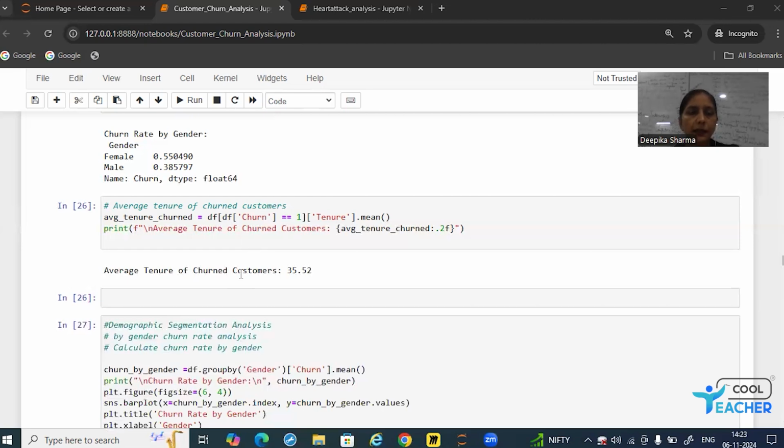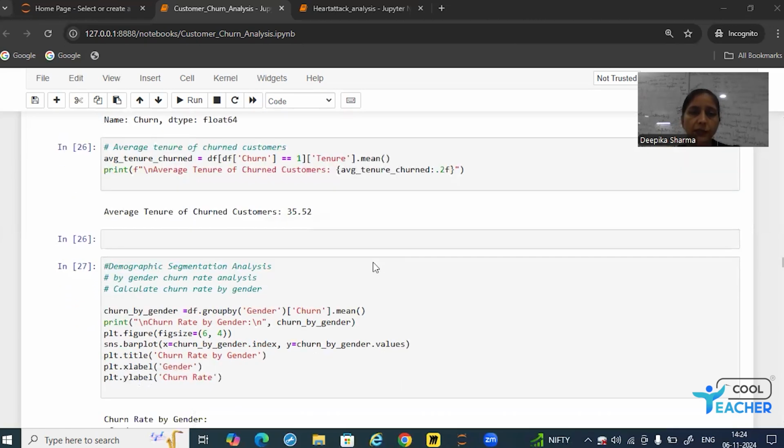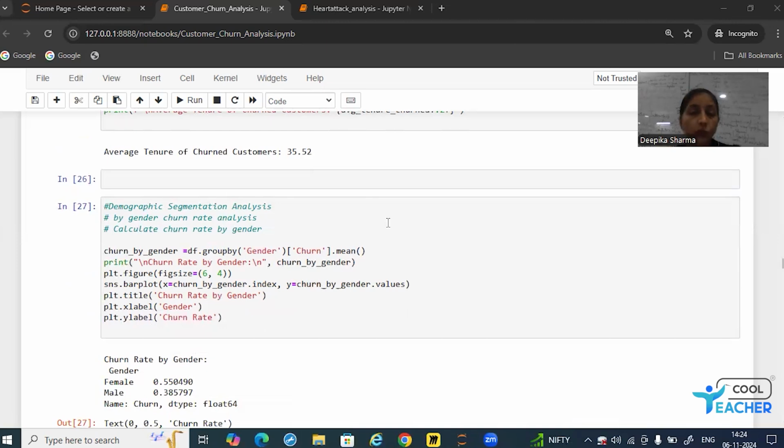If we take the average tenure of the churned customers, meaning how many months a particular customer is retained, the average tenure of the churned customer is 35.52. It means the customer stays for about 35 months. That is the average. So after 35 months, they are moving away. One has to find out the reasons why the customers are leaving.